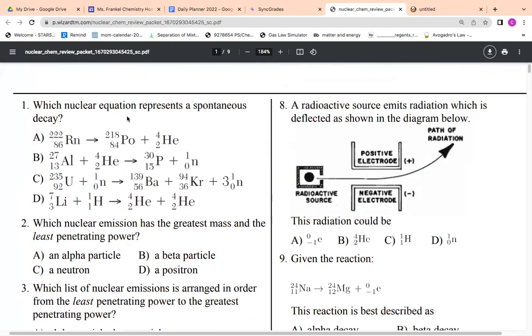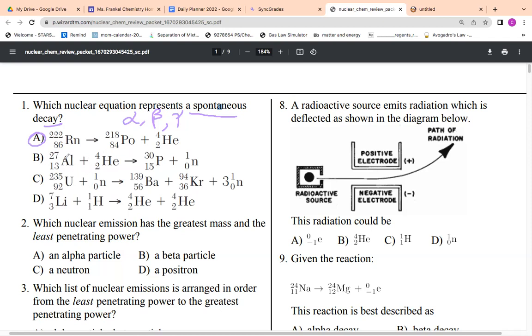So the first one, which nuclear equation represents a spontaneous decay? Oh wait, I need to put on the marker. One second. Okay. So again, remember that a spontaneous decay is going to be alpha, it'll also be beta, and it can be gamma. So basically that's what we have to look for here. So the first one, I can automatically see that this one is an alpha decay. So I know that this is going to be the correct answer, but I just want to make sure that none of the others are beta or gamma or alpha.